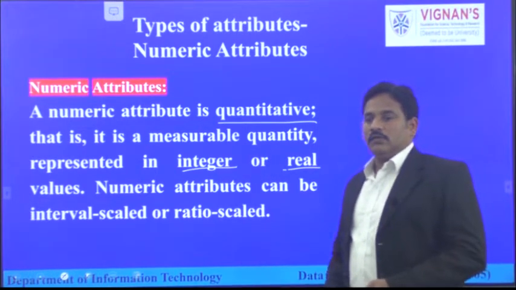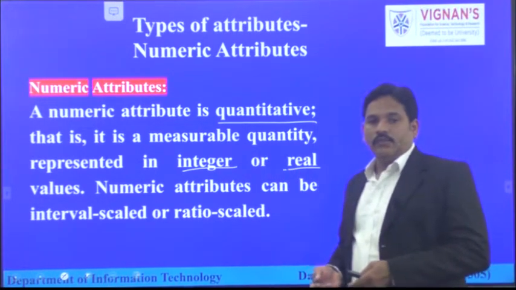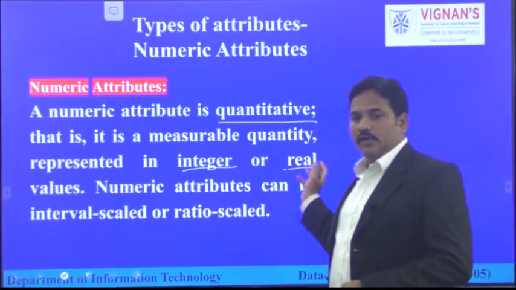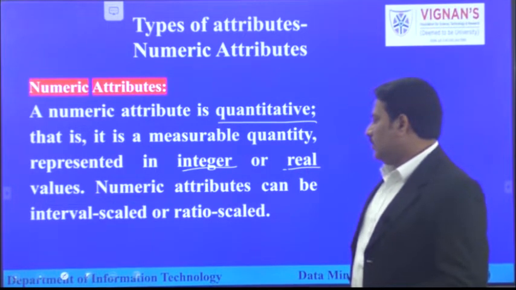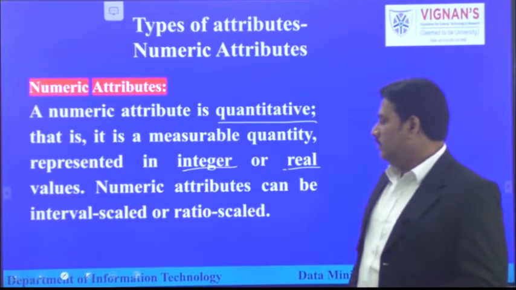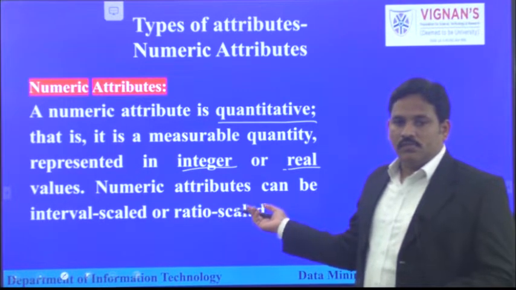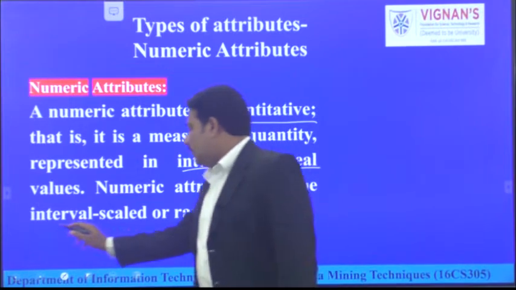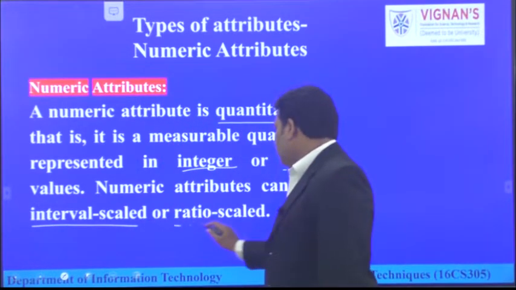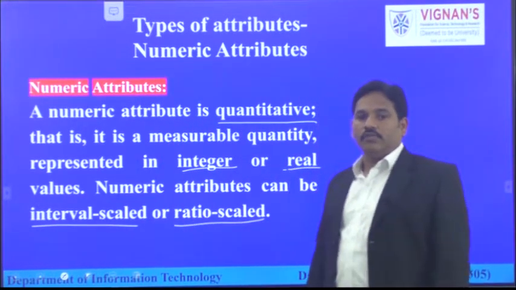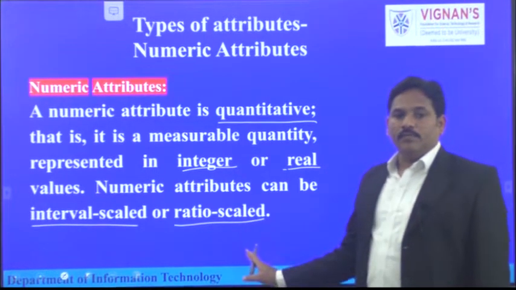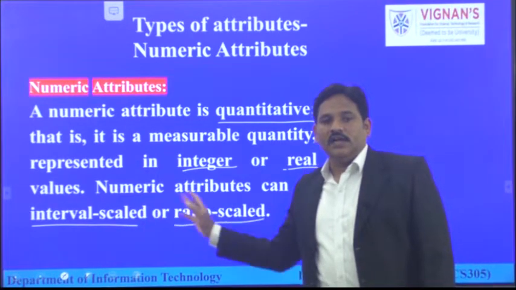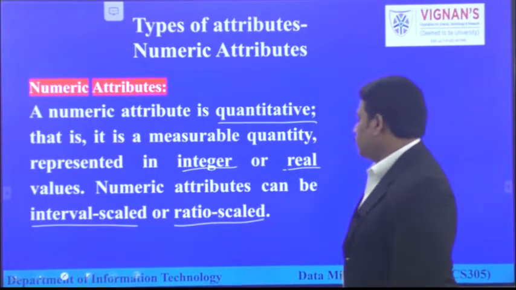Depending upon the quantitative value and its representation, either we can use an integer or we can use a real value. And the numeric attributes can be categorized into two. That means whatever numeric values we are going to store, it can be either an interval scaled attribute or a ratio scaled attribute. Depending upon the type and feature of that value, we can call it interval scaled or ratio scaled.